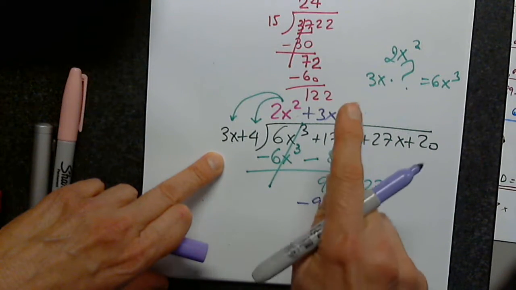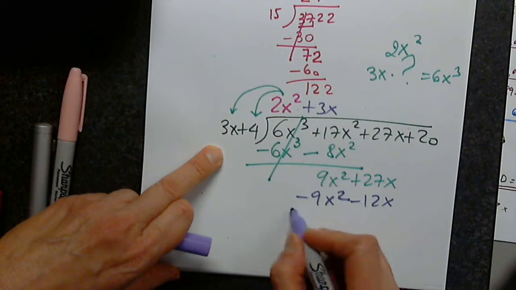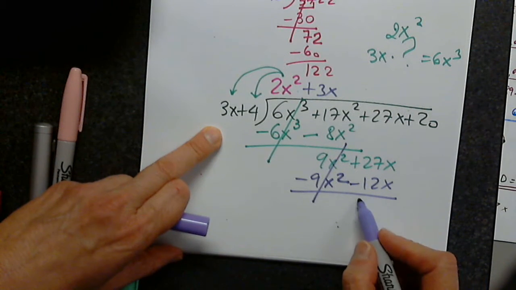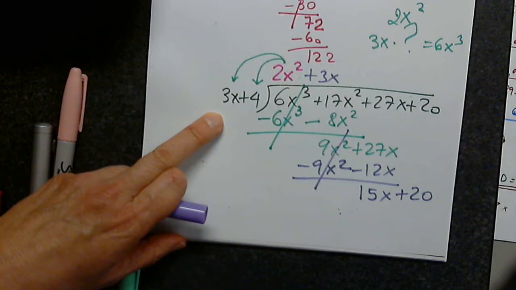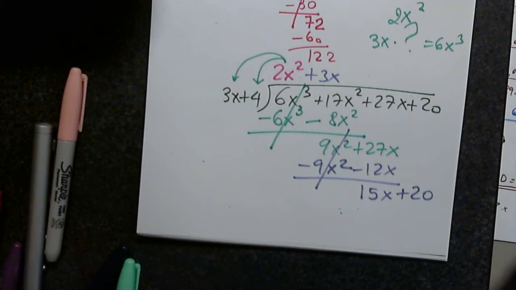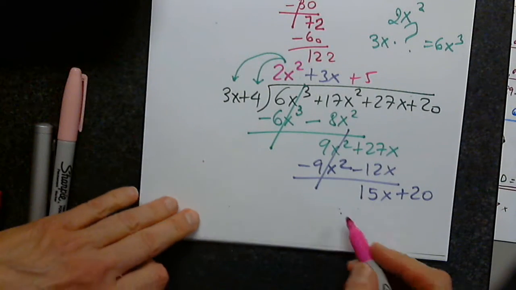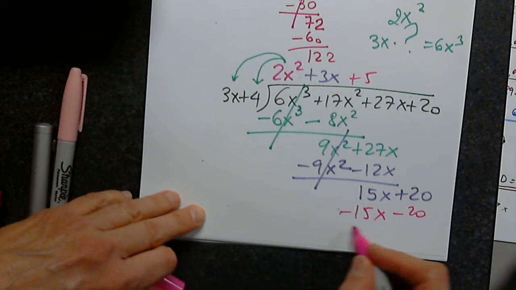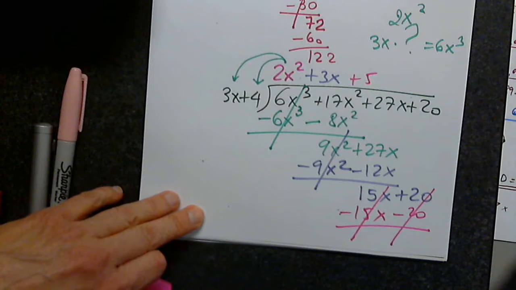Subtract. 3x times 4. Now I change the sign to negative 12x. This is gone. 27 minus 12. Bring down 20. 3x times what is 15x? Sign, please. Awesome. So 5 times 3x is 15x, but I change the sign now. And 5 times 4 is 20, and I change the sign now. It happens that there is a remainder of 0.